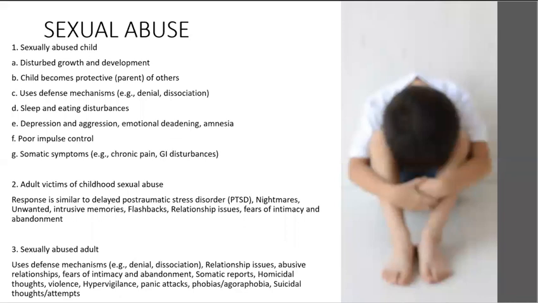you would notice when we assess a child who is being abused, there will be disturbed growth and development patterns. The child will become protective of the parents. They would use defense mechanisms like denial, dissociation. You would notice sleep and eating disturbances. The child may be depressed. You would notice aggression, emotional deadening, almost like they don't react to emotions. You also notice amnesia, poor impulse control. We would see somatic symptoms like chronic pain, GI disturbances. You'll start noticing trancelike states, or the child may be running away from home, and they will have these self-destructive behaviors.